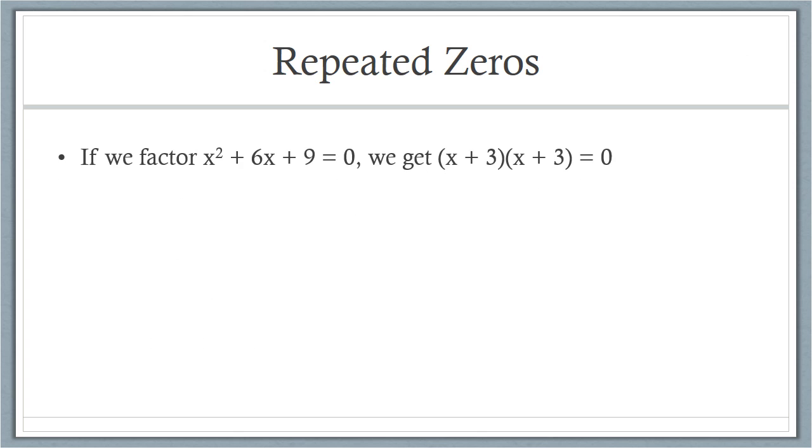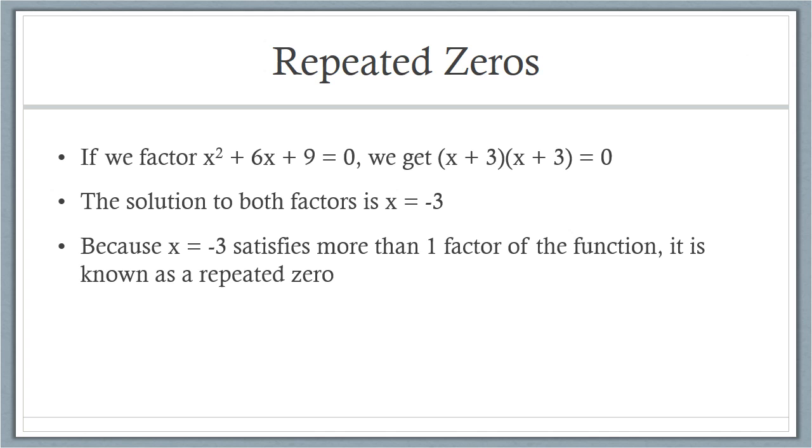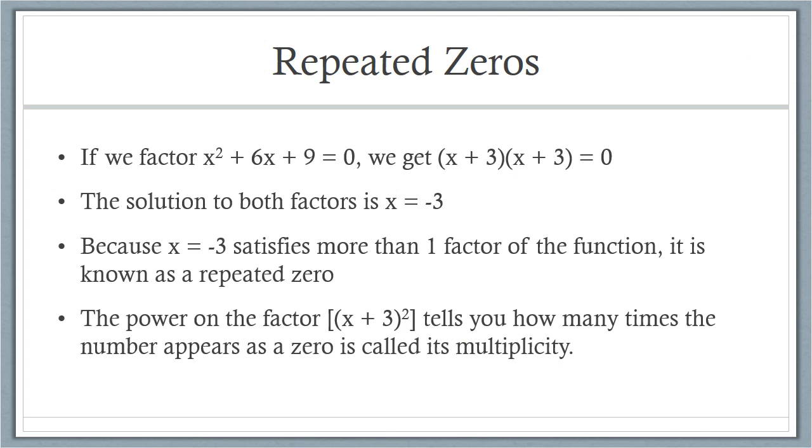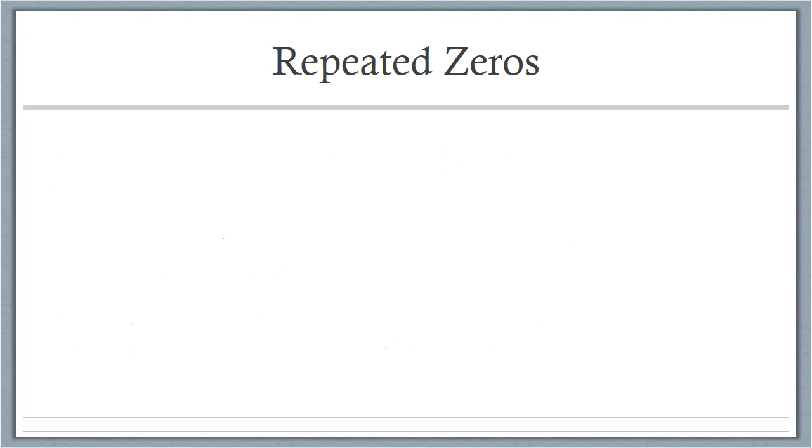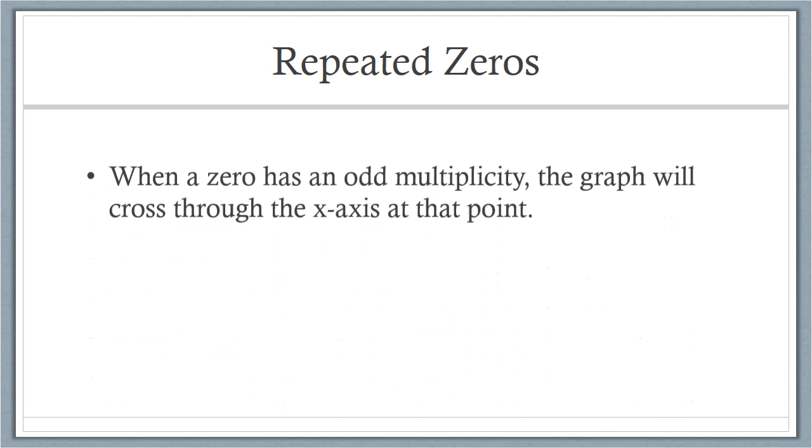Now, if we factor this particular equation, we get x plus 3 times x plus 3 equals 0. The solution to both of those factors is negative 3. Because negative 3 is the solution for more than one factor, it is called a repeated zero. In fact, when we write it as a power, x plus 3 squared, that power tells you how many times the number appears as a zero of that particular function, and we call that the multiplicity of that zero. So negative 3 has a multiplicity of 2 in that equation.